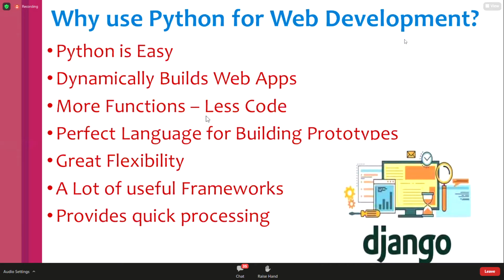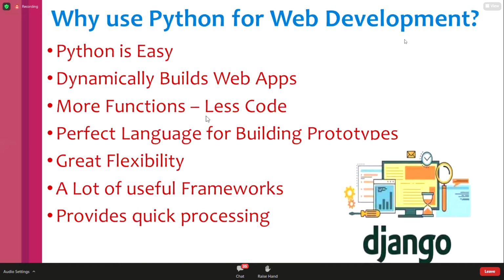Dynamically build web applications, correct? Python is a server-side programming language. That is the reason we can develop dynamic websites. So dynamic web development is very easy. At the same time, why does Python have fewer lines of code? Because of more functions, more libraries. It is a perfect language for building prototypes. What a terminology, my dear. If you want to develop some kind of blueprints, you can use Python as a perfect language.